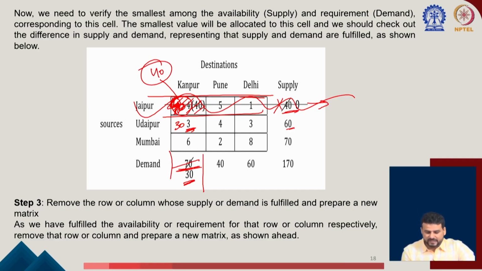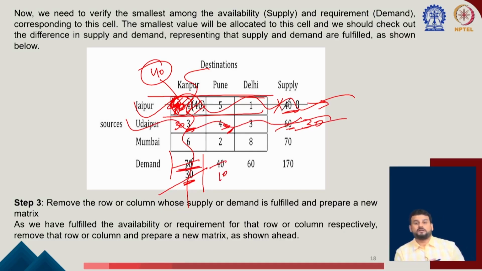So now after allocating 30, this Kanpur market's demand is completely met, right. And we have exhausted this Udaipur supply by 30, so Udaipur is now left with 30 more supply. Next northwest corner is this one. How much maximum can we allocate? 30. Because maximum supply from Udaipur is 30, so this Udaipur factory is also gone and we are left with 10 more units of demand from the Pune market.